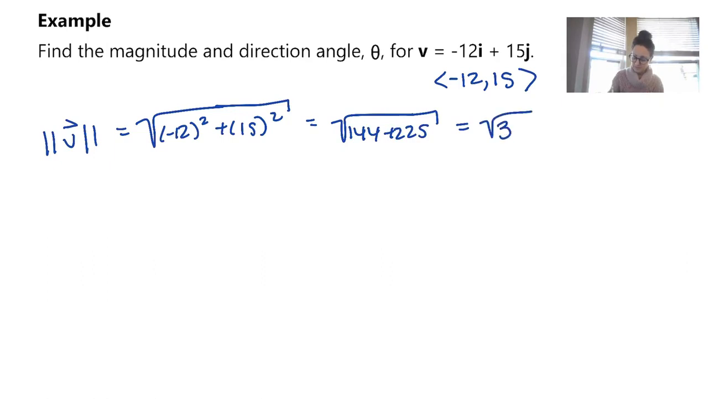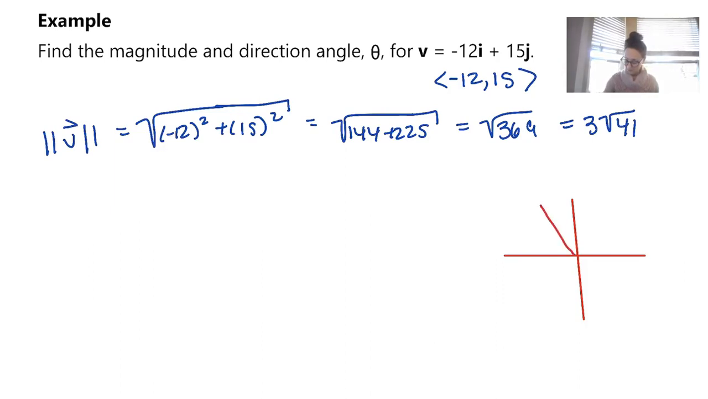This gives you square root of 369, which I believe is 3 square roots of 41. So that is the magnitude. Now to find the direction angle, let's first get a feel. This vector is going to be in what quadrant? So I've gone left 12, up 15. It's going to be in quadrant 2.